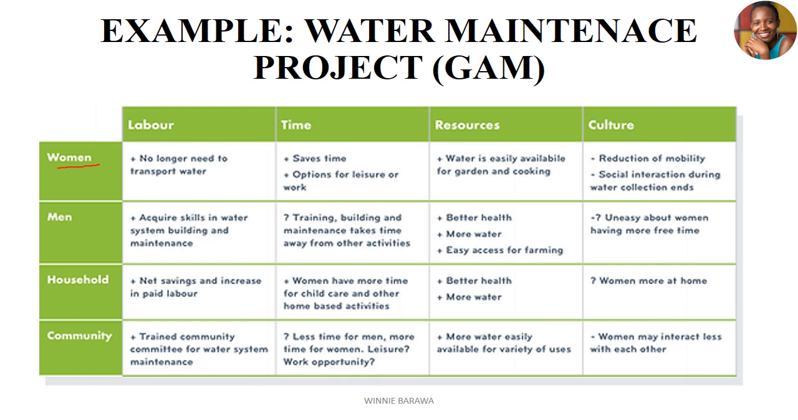The approach taken with this project was to train people on water treatment tools and water treatment systems. Now in this particular community, when you're analyzing it, you're looking at the first player here being women. What will be the advantage to them when it comes to labor, time, resources, and culture? Under labor, if you provide more water to women, they'll no longer need to transport water because they'll have a water pump near them. They'll be able to pump water for themselves and get it easily to their households.